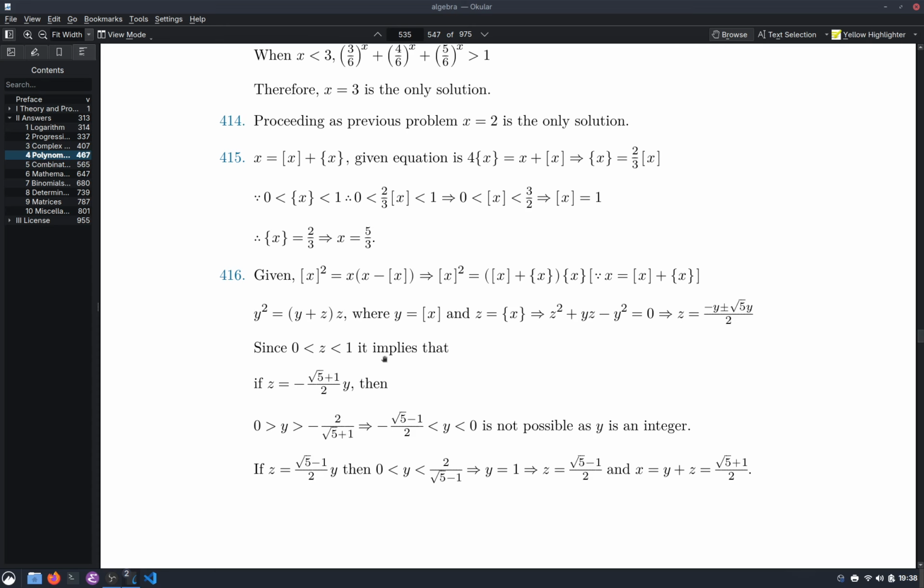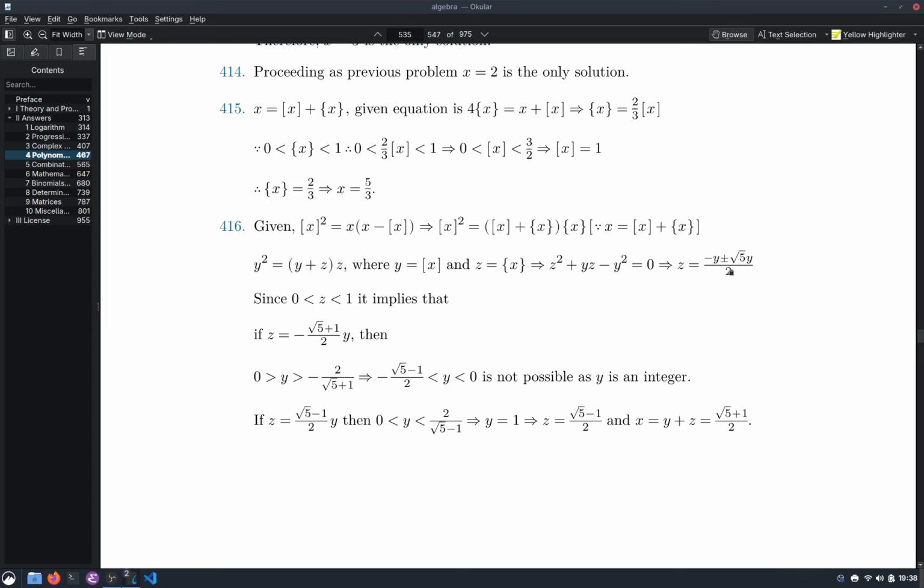Okay, it took the negative part of it. Okay, we will consider it. Let's see where it goes. Okay, so it took the minus sign of it here. All right.